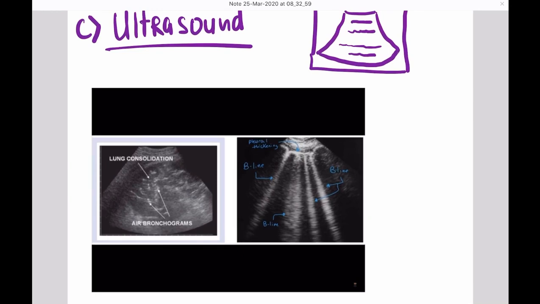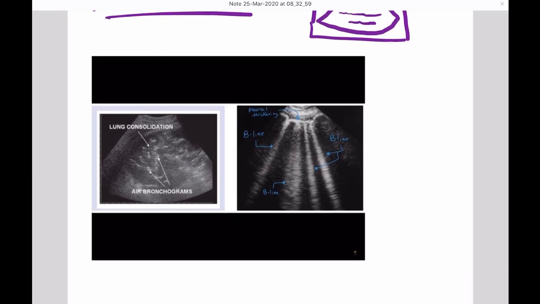Now coming to ultrasound, when you do a lung ultrasound, we find that there is pleural thickening, and the B lines also increase. The B lines are increased as you can see clearly in this diagram. The signs of consolidation are also seen through the ultrasound.